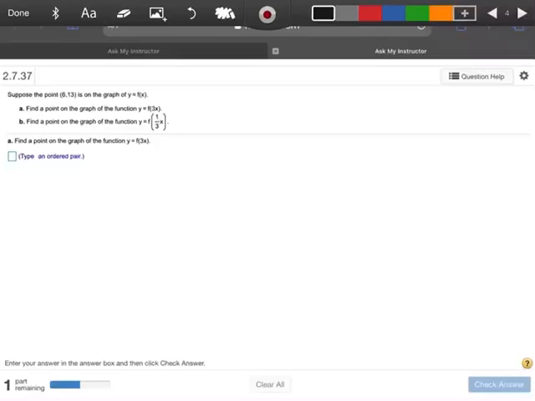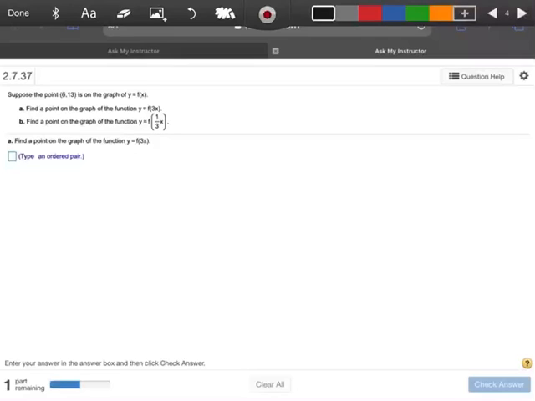All right, so guys, this is another problem. This is out of 2.7, and it says suppose the point (6, 13) is on the graph of y equals f of x, and we have two parts. The first part says find a point on the graph of the function y equals f of 3x.